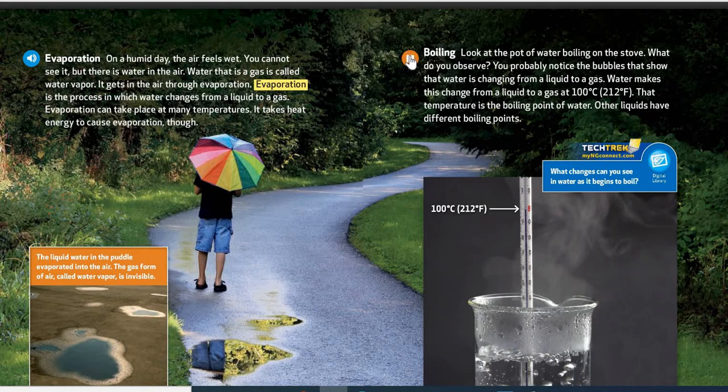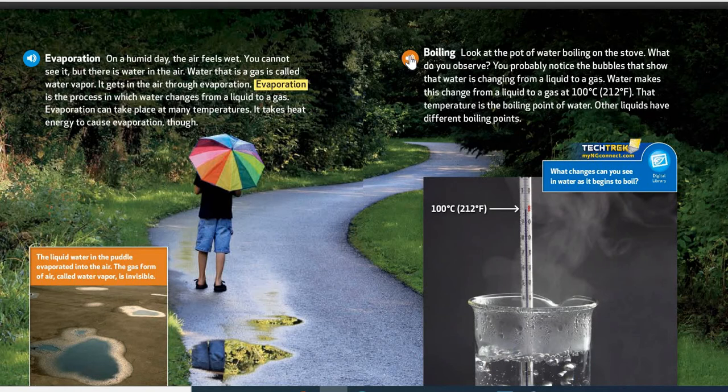Boiling. Look at the pot of water boiling on the stove. What do you observe? You probably notice bubbles that show that water is changing from a liquid to a gas. Water makes this change from a liquid to a gas at 100 degrees Celsius, 212 degrees Fahrenheit. That temperature is the boiling point of water.